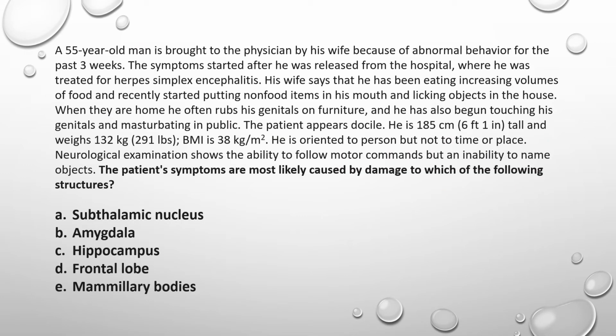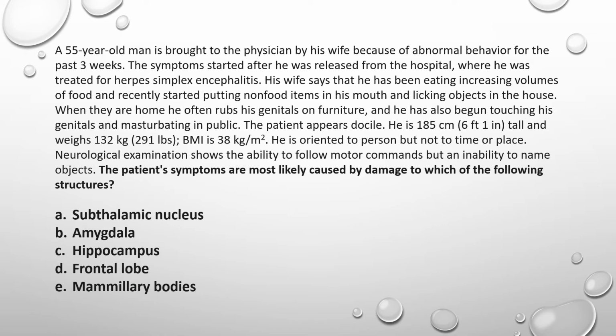Now let us see a case scenario. A 55-year-old man is brought to the physician by his wife because of abnormal behavior for the past 3 weeks. The symptoms started after he was released from the hospital, where he was treated for herpes simplex encephalitis. His wife says that he has been eating increasing volumes of food and recently started putting non-food items in his mouth and licking objects in the house. When they are home, he often rubs his genitals on furniture, and he also began touching his genitals and masturbating in public.